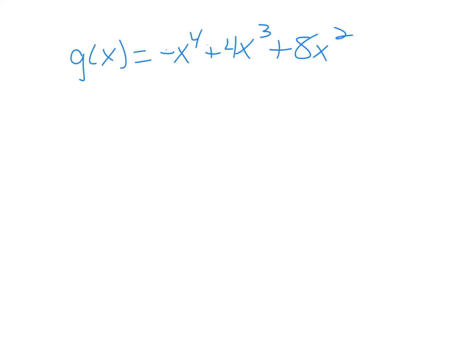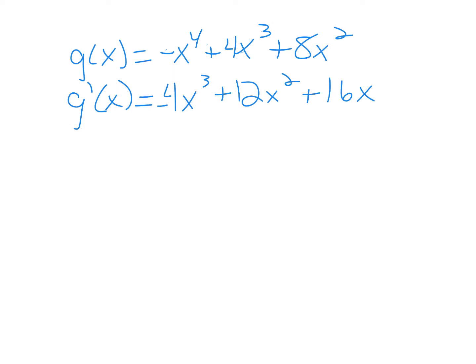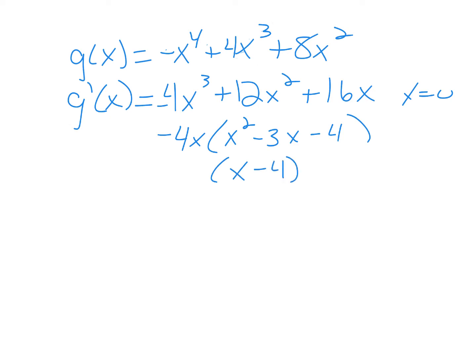Alright, let's give this second derivative test a go. So we find the first derivative, and we got this for our first derivative. Now we need to find the zeros. One of them is going to be x equal to 0, because I'm just going to factor a negative 4x out. That leaves me with x squared minus 3x minus 4. Factor that more, and we're also going to get x equal to negative 1 and x equal to 4.